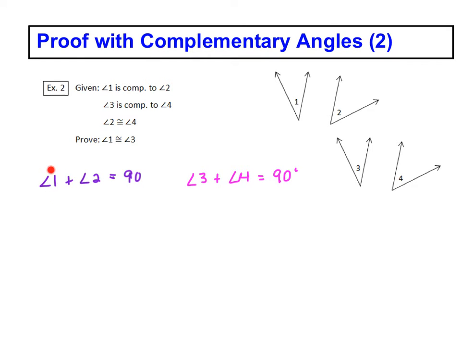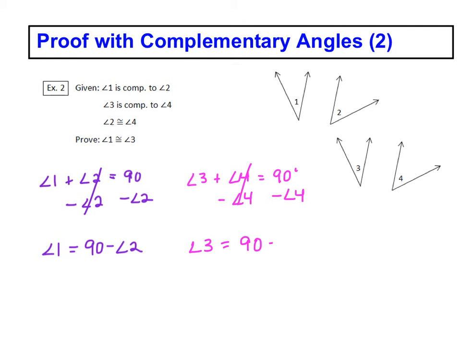So we want to go ahead and get angle 1 by itself. Similar to the last example, let's subtract angle 2 from both sides so that we have angle 1 is equal to 90 minus angle 2. And then you can see we want angle 3 by itself for what we have to prove. We can do that by subtracting angle 4. So we have angle 3 is equal to 90 minus angle 4.